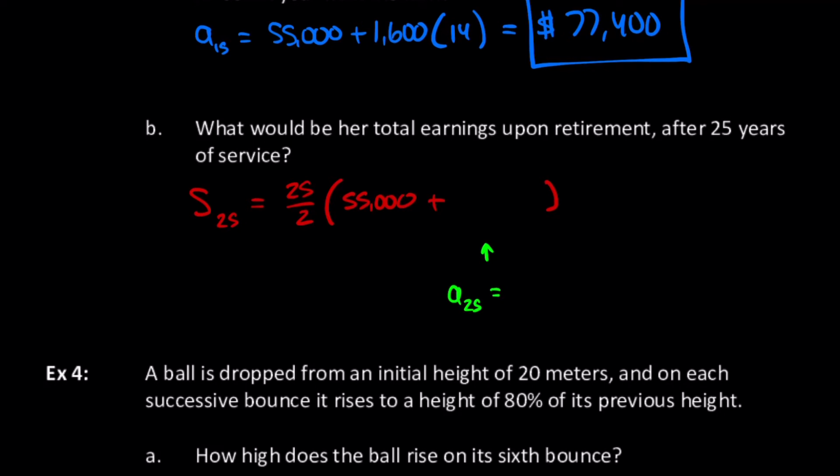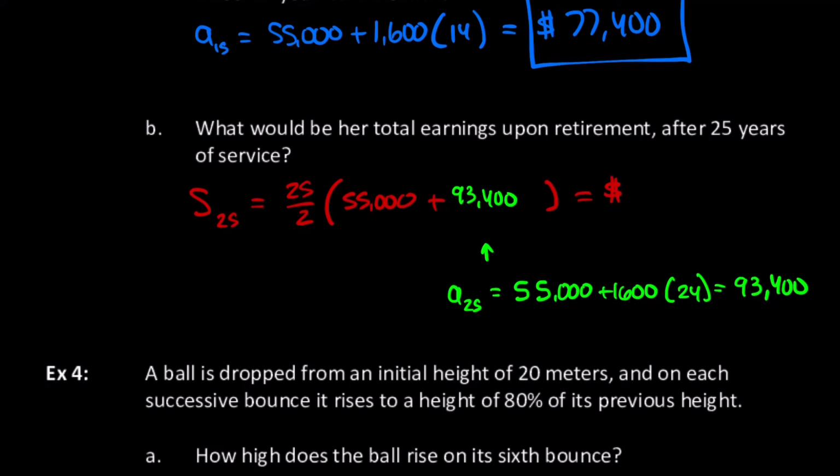Unfortunately, it's not the same result as what was up above. That was A sub 15, so I need to recalculate this. 55,000 plus 1,600 times 24. And let's see, I got 93,400. So that goes right here, 93,400. And then just simply plug all that into the calculator. And total earnings I got was 1,855,000. So that's how much she earned over the 25 years.